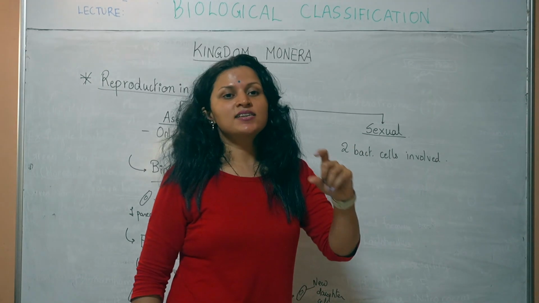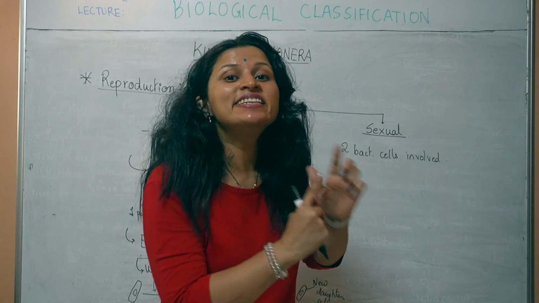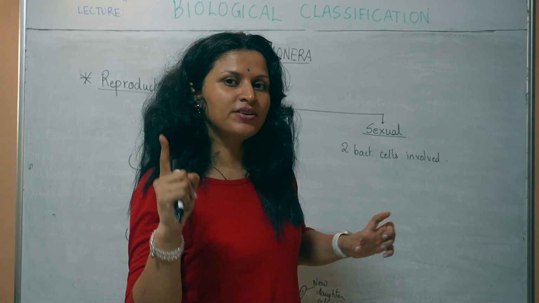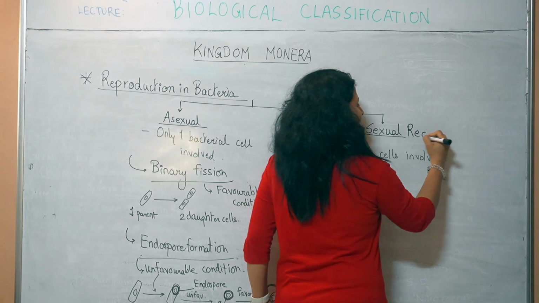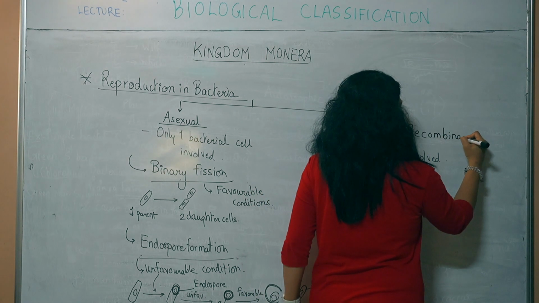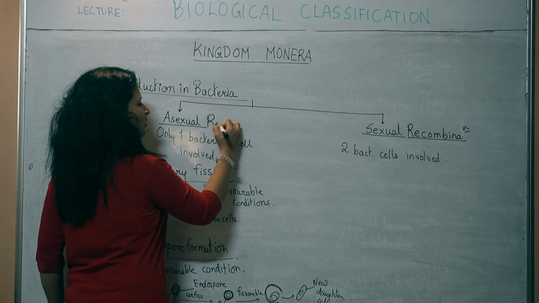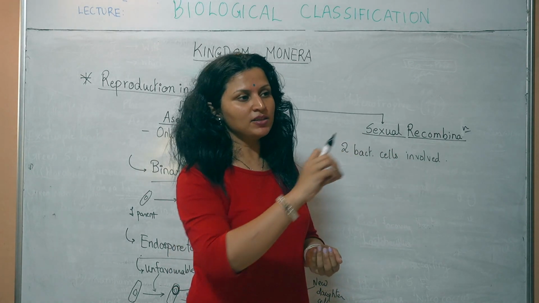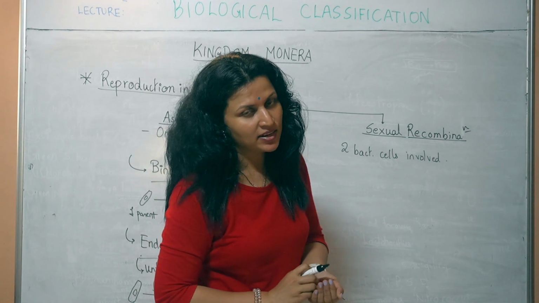That's why this is not called sexual reproduction, it is called sexual recombination. It is different from sexual reproduction, okay? It is called sexual recombination, and this is sexual and this is asexual reproduction. There are three different ways how one bacterial cell can take up the genetic material of the other bacterial cells, okay? There are three different ways.